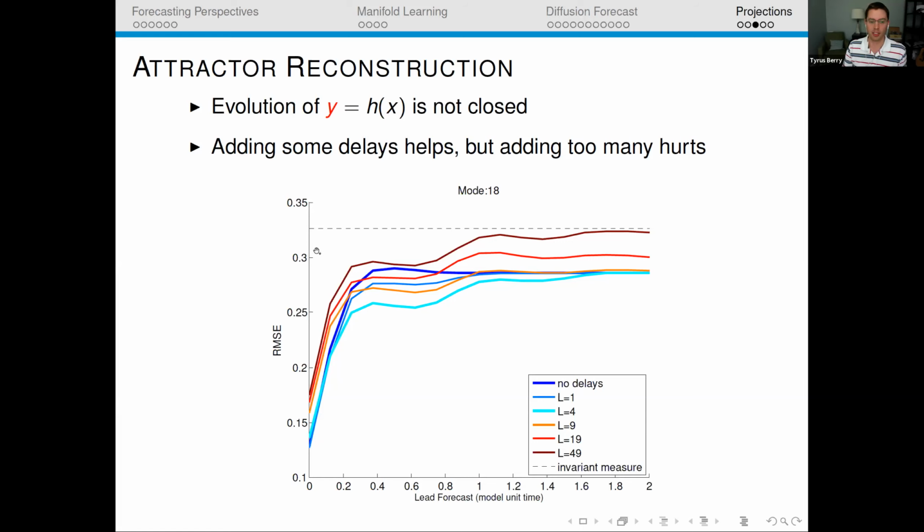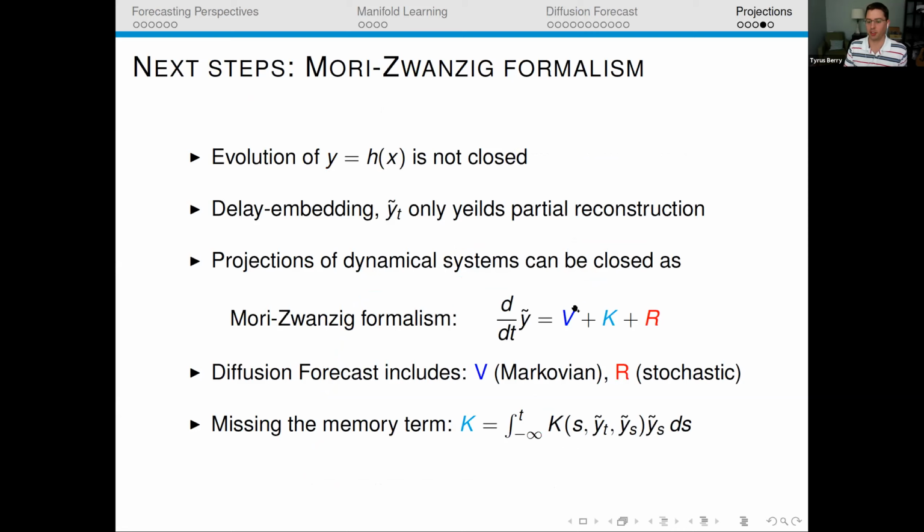And so the question then becomes, can I do a partial reconstruction? Can I do 4 delays? And then instead of trying to build this Markovian system, which is what the diffusion forecast does, can I somehow augment that to have a non-Markovian term? I haven't quite figured out how to do that yet, but I'm motivated to learn about Mori-Zwanzig to try to understand that.